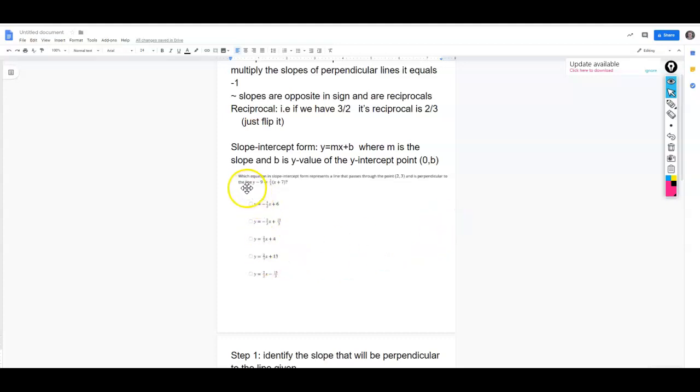Okay, so for this question we have: which equation in slope-intercept form represents a line that passes through the point (2, 3) and is perpendicular to the line y minus 9 equals 2/3 (x plus 7)?